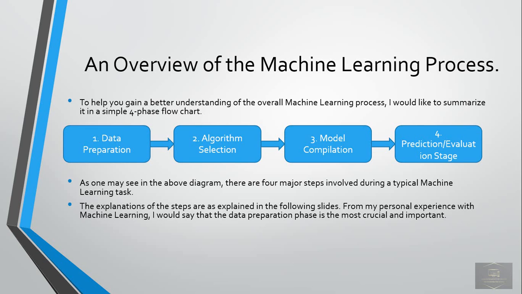As one may see in the above diagram, there are four major steps involved during a typical machine learning task. The steps are explained in the following slides. From my personal experience with machine learning, I would say that the data preparation phase is the most crucial and important.